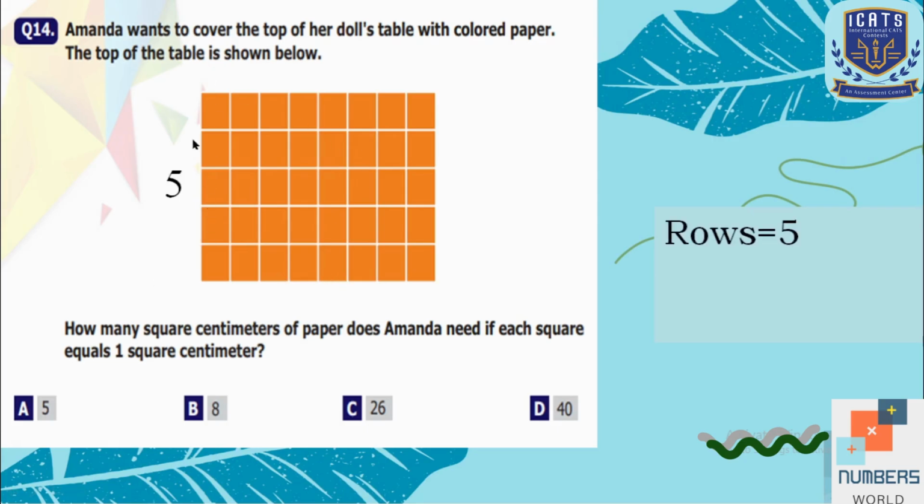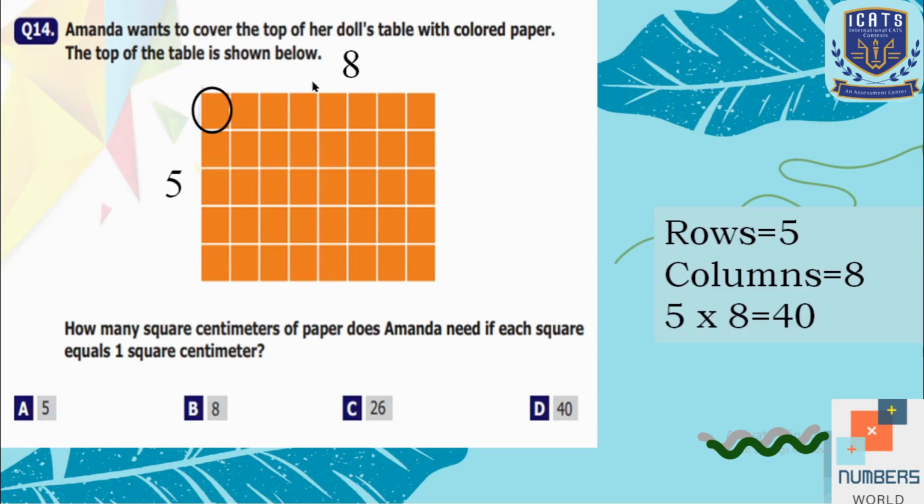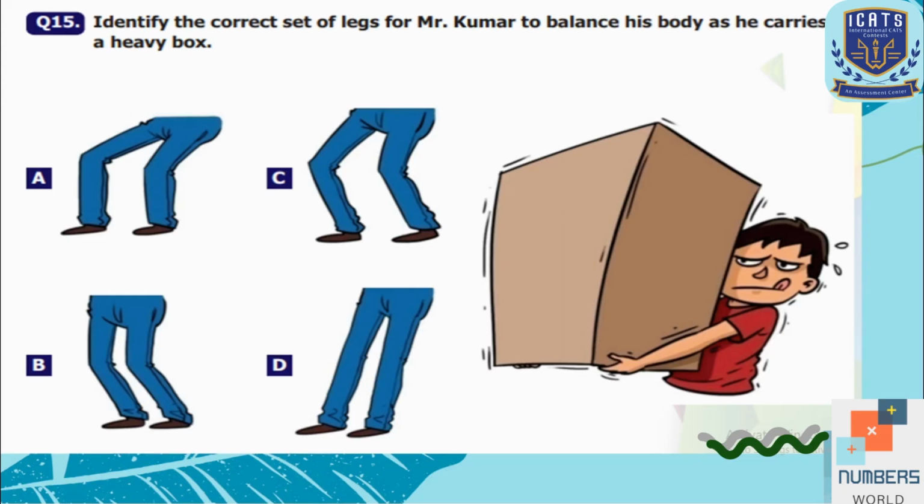Now we are going to find the number of columns. 1, 2, 3, 4, 5, 6, 7, 8. We have 8 columns. Actually, when we are going to find our rows and columns, we are going to start from the same box. Then we will multiply this 5 by 8. We have 40. So here D is the correct option. She needs 40 square centimeters of paper.